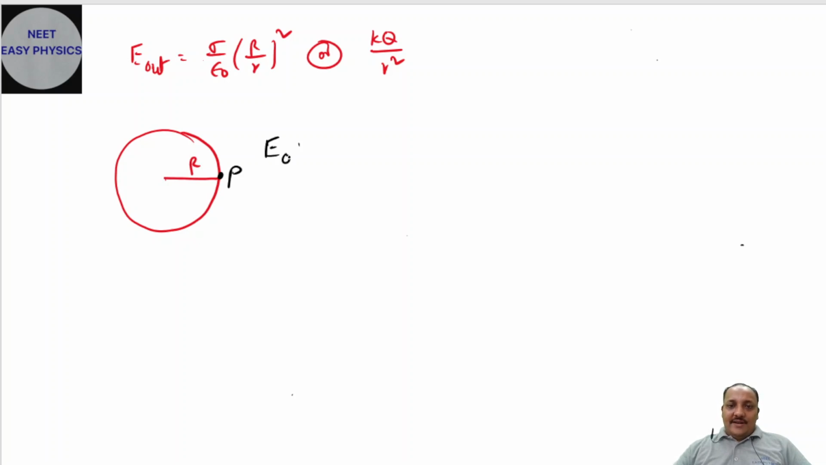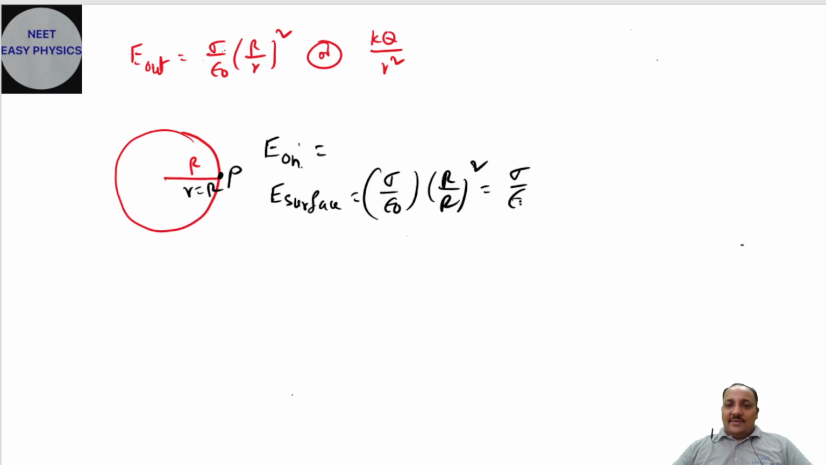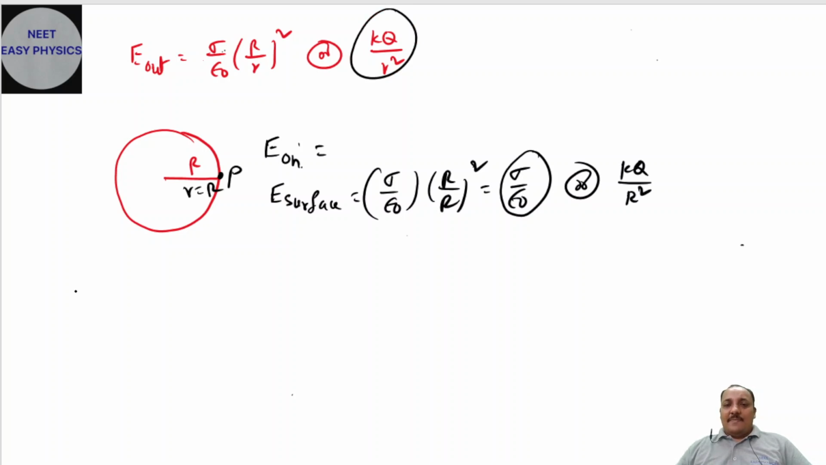So electric field on the surface, isn't it? Otherwise, electric field on surface. Now see, small r and capital R are equal. Now write from this equation. You need to derive again, once again, you no need to derive. Sigma by epsilon naught, capital R by capital R whole square. Therefore, answer will be sigma by epsilon naught. Or if you follow this equation, kq by capital R square or small r square. Isn't it?